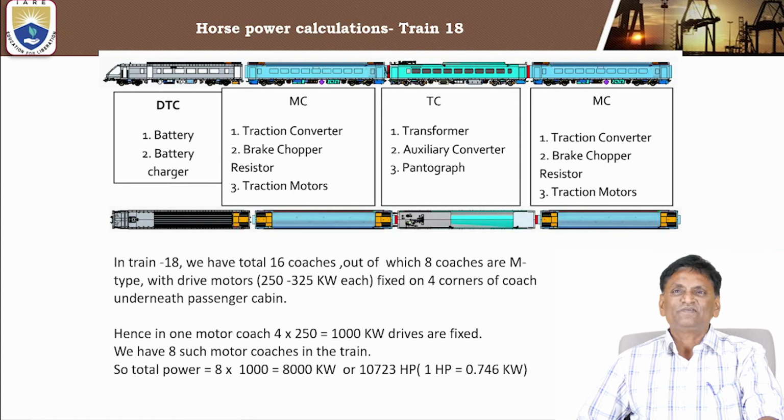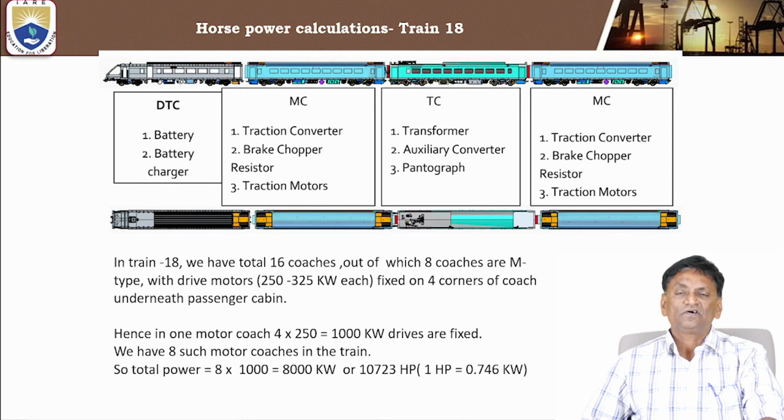Now check how much power is there. Out of the 4, there are 2 MC coaches for each 4 coach system. So out of 16 coaches, there are a total of 8 such MC coaches. Each MC coach has 250 kilowatt powered 4 wheels. So this 250 into 4, for each coach, is 1000 kilowatt power.